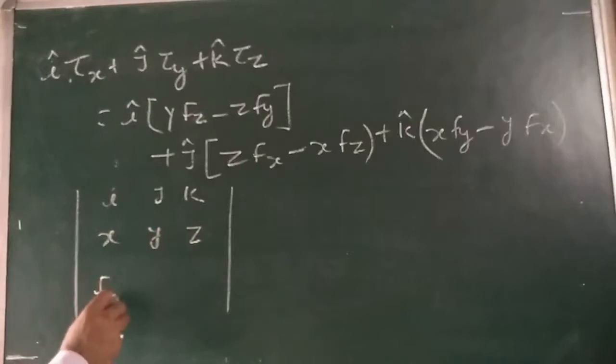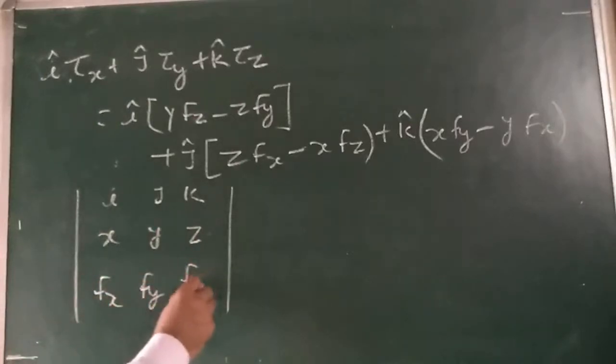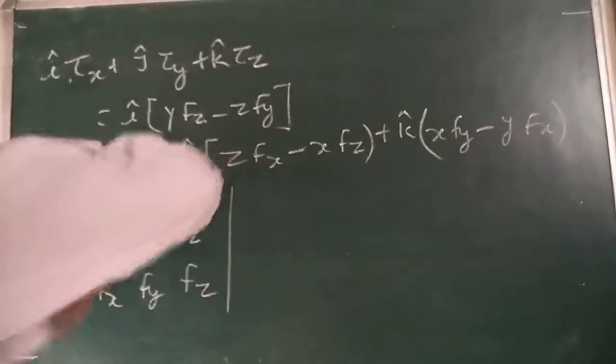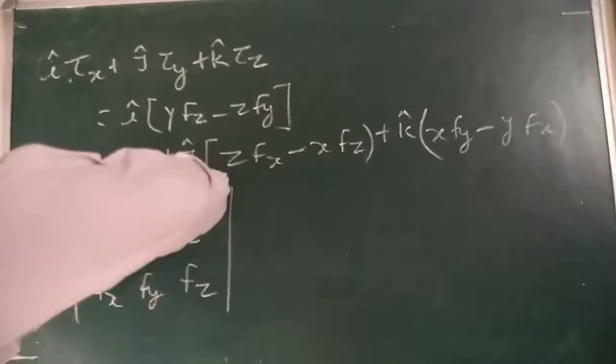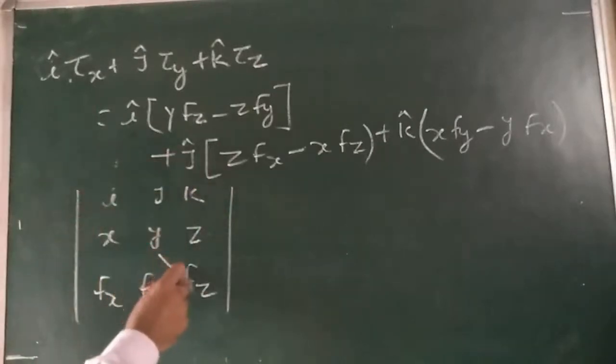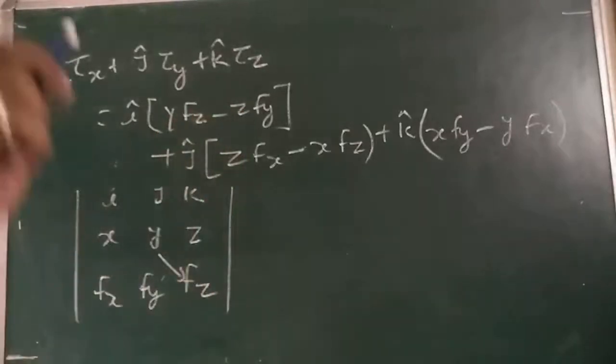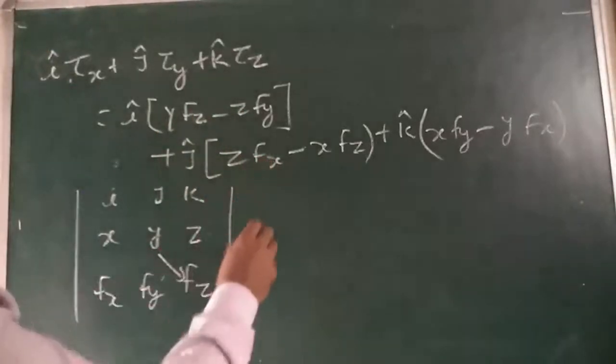Fx, Fy and Fz. This is the determinant technique. How is it solved? When you are going to solve for i cap, remove this horizontal line and this vertical line. Multiply this: y Fz minus z Fy. Is it clear?